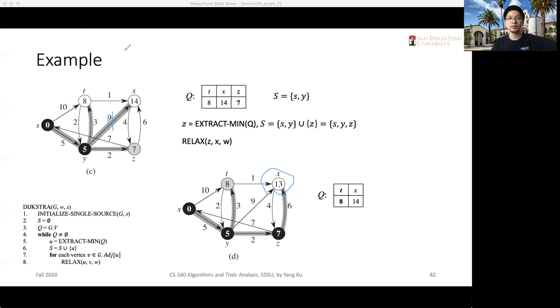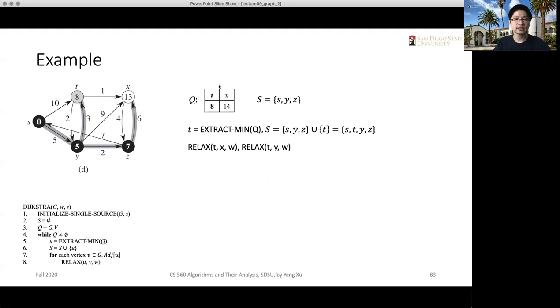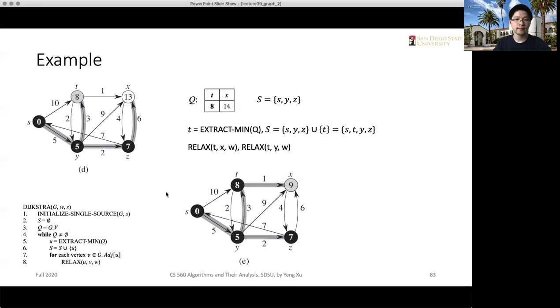Okay, so only t and x are left, and we will simply extract t, right? So t will result in the relaxation on tx and t to y. Okay, and that will change the value for x, because we find that it's a shorter path if we go through s to y to t and to x. It will be even shorter than going through s to y to z to x.